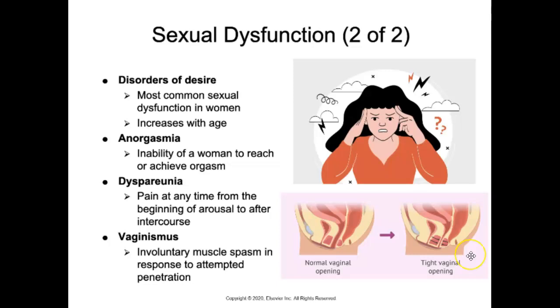Then we have dyspareunia, and this is when we have pain at any time from the beginning of arousal to after intercourse. So essentially it's painful intercourse, and this is quite common. They may have burning, sharp, or cramping type of sensation with their pain. And lastly, we have vaginismus, and this is involuntary muscle spasms in response to attempted penetration. And this may be due to some type of prior sexual trauma and fear of sex. So it's almost used as a type of coping mechanism to avoid that activity from taking place.